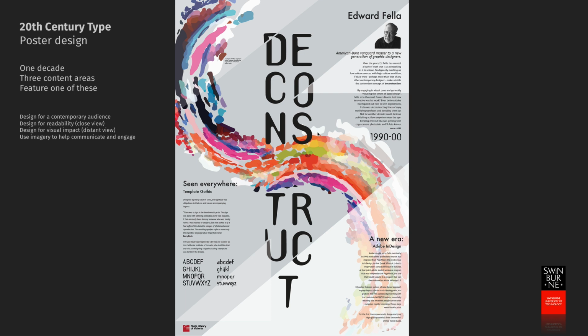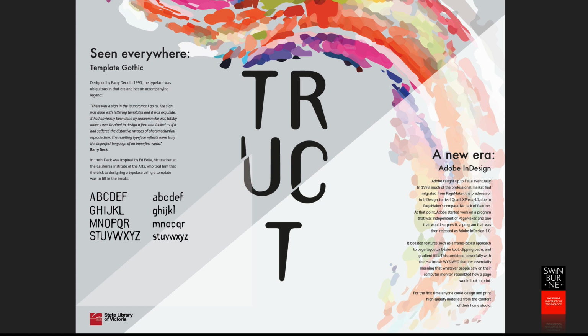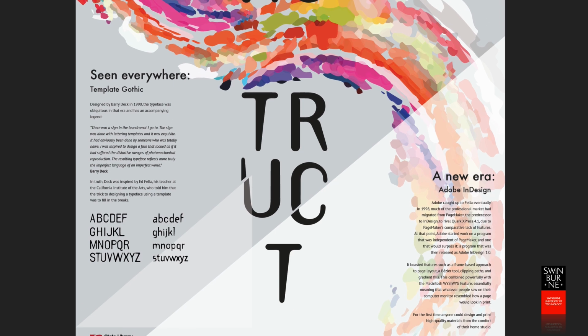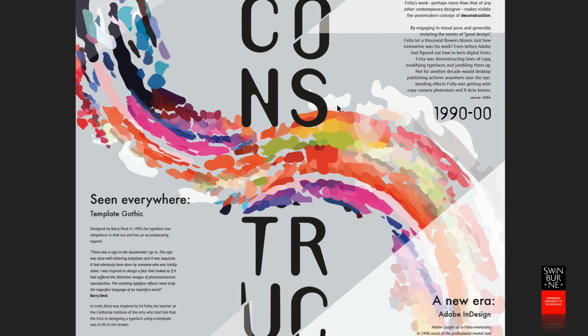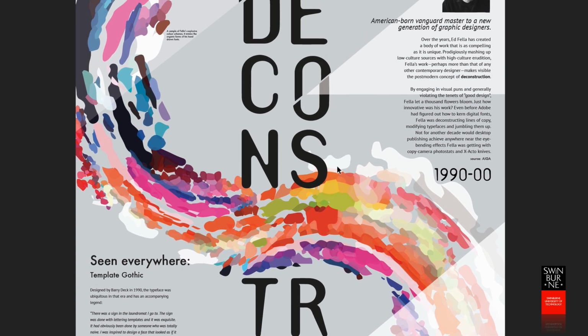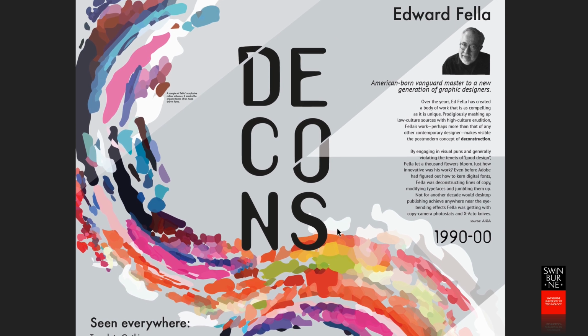This next one is a great example of the use of creating your own imagery. It's very striking from a distance, and up close is still quite easy to read in almost every respect, except for this bottom right-hand corner. And it's a really colourful and bright example, which again has a nod to Edward Fella, who did some splicing up of letter forms as part of his style in the 1990s.